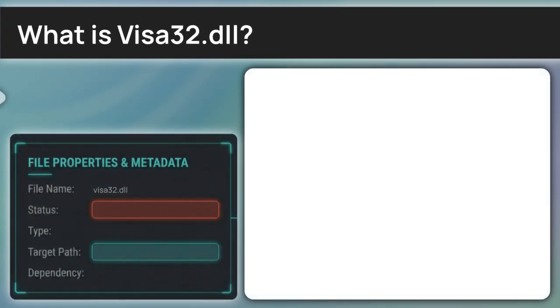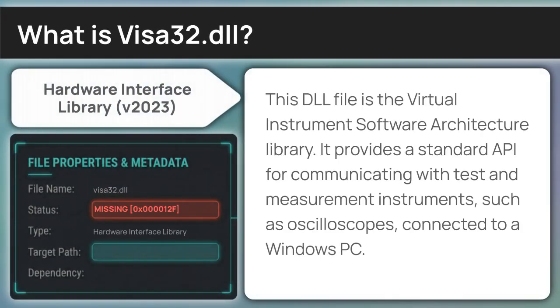This DLL file is the Virtual Instrument Software Architecture Library. It provides a standard API for communicating with test and measurement instruments, such as oscilloscopes, connected to a Windows PC. Now that you have the context, let's move into the repair process with a fresh installation.